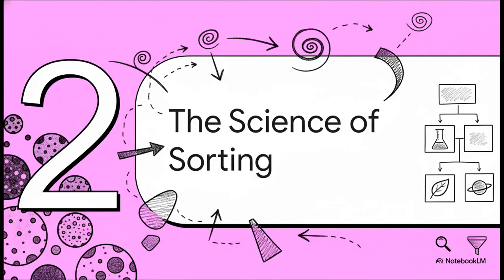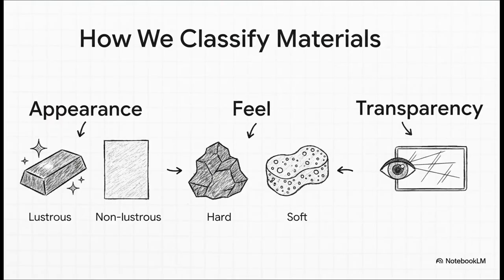Okay, so we've established that everything is matter, and matter is made of different materials. Now for the fun part, sorting it all out. How in the world do scientists take this endless variety of stuff and organize it in a way that actually makes sense? They start by asking some pretty simple questions about a material's properties. What does it look like? Is it lustrous? That's just a fancy word for shiny, like gold. Or is it non-lustrous, like a piece of paper?